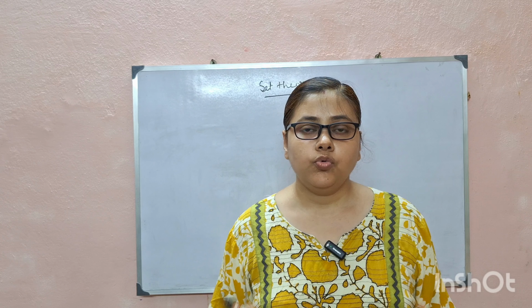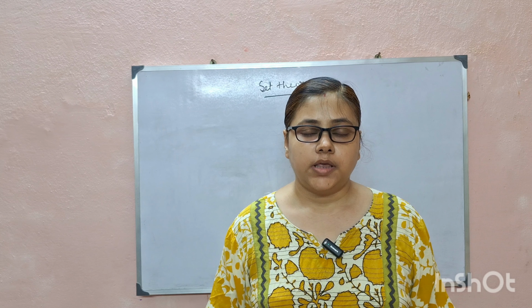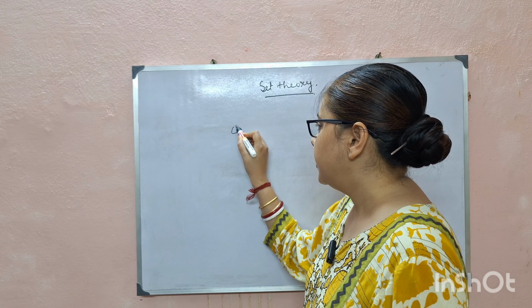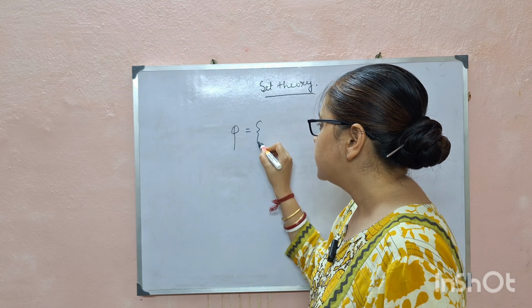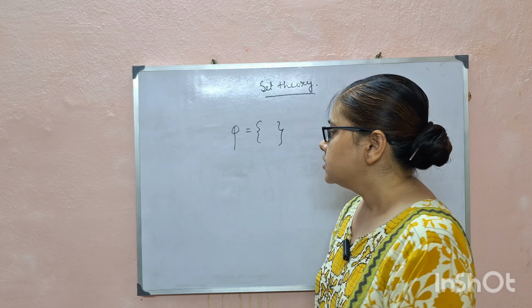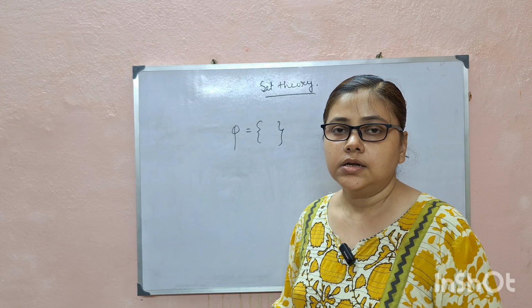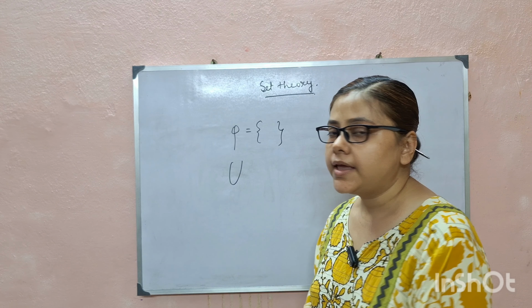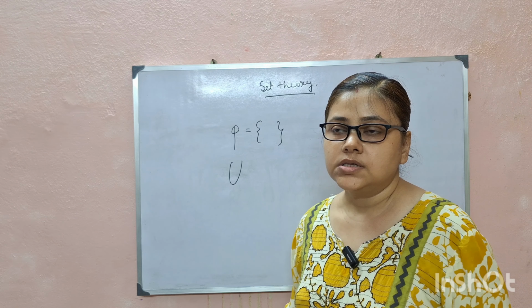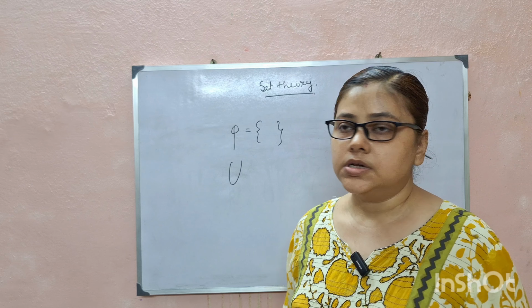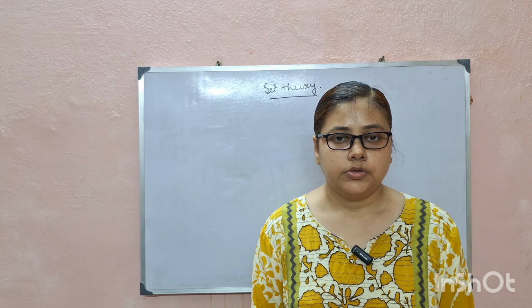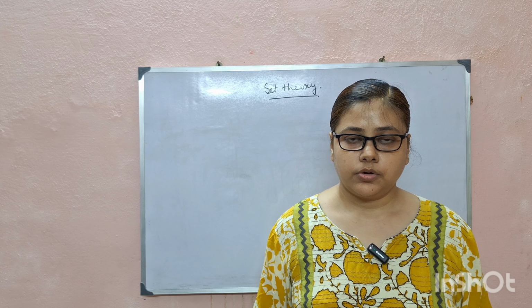Now there are two important sets, the null set and the universal set. The null set is generally denoted by phi and is written like this. There is nothing in the null set. The universal set is generally denoted by capital U. All the sets are considered to be subsets of that universal set. Now I am coming to the algebraic operations on sets.